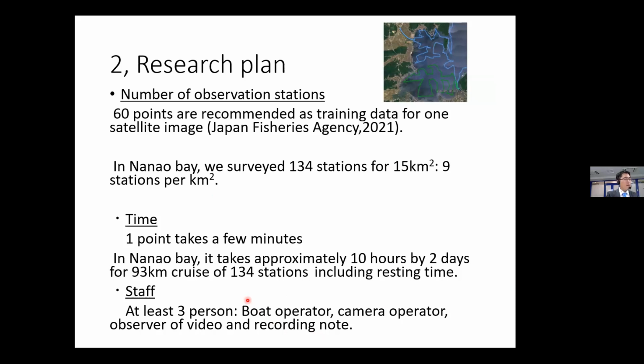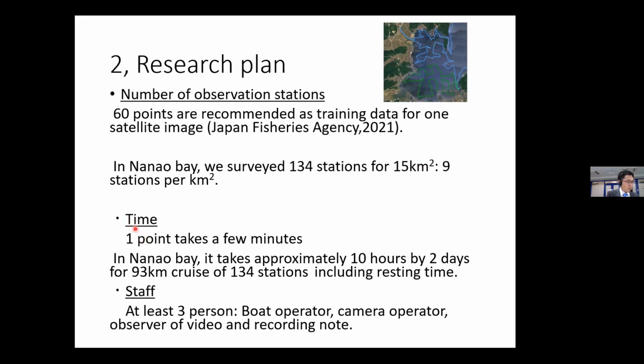This is the second section, about the research plan. The number of sites to be surveyed is not clearly defined, but a guideline by the Japanese Fisheries Agency recommends 60 training data points per 1 satellite image. In our case, we surveyed 134 stations for 15 square kilometers. In short, 9 stations per square kilometer.